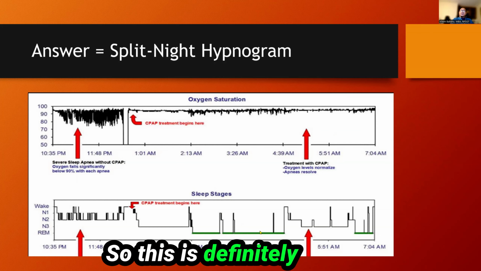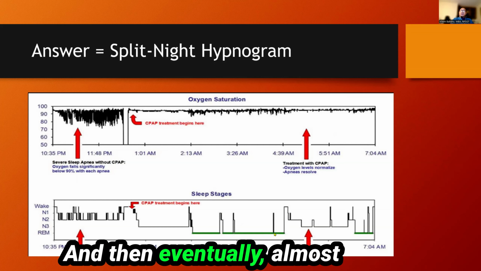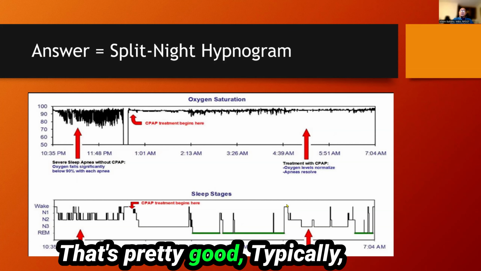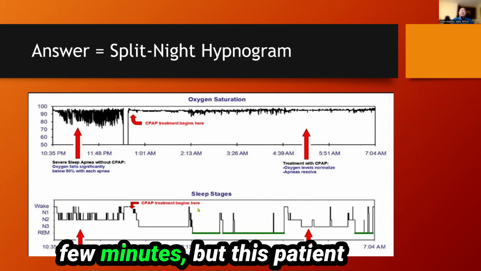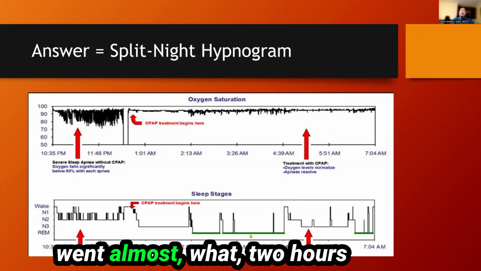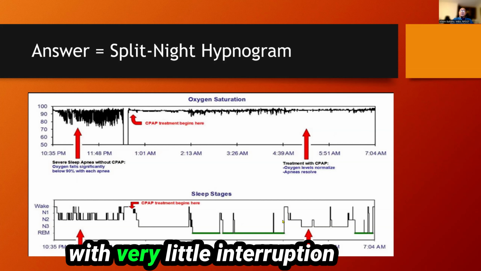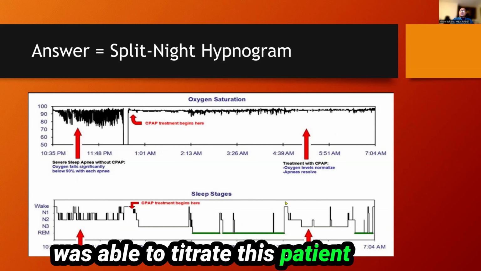So this is definitely REM rebound, like what Jayat is saying. And then eventually, almost 2 hours of rebound. That's pretty good. Typically, our first cycle of REM is just a few seconds, not even a few minutes. But this patient went almost 2 hours and some change in REM with very little interruption because of the CPAP. The tech was able to titrate this patient really well.